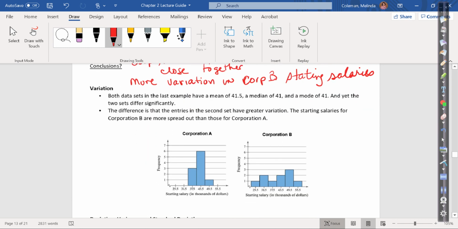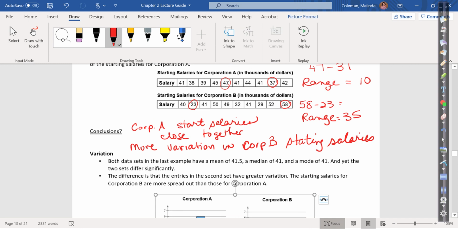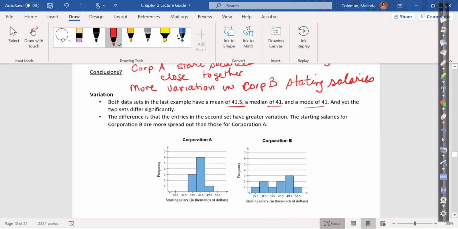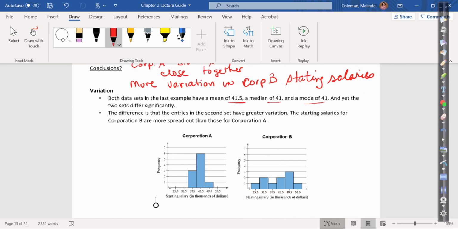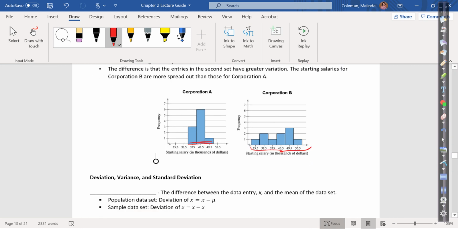So here it talks again about variation. Both of these data sets in the last example have a mean of 41, a median of 41, and a mode of 41. So all three numbers, mean, median, mode, are practically the same. But both of them do vary greatly. And the reason they vary greatly is because, again, Corporation A has closer salaries, whereas Corporation B is much more spread out. So there's more variation in there.